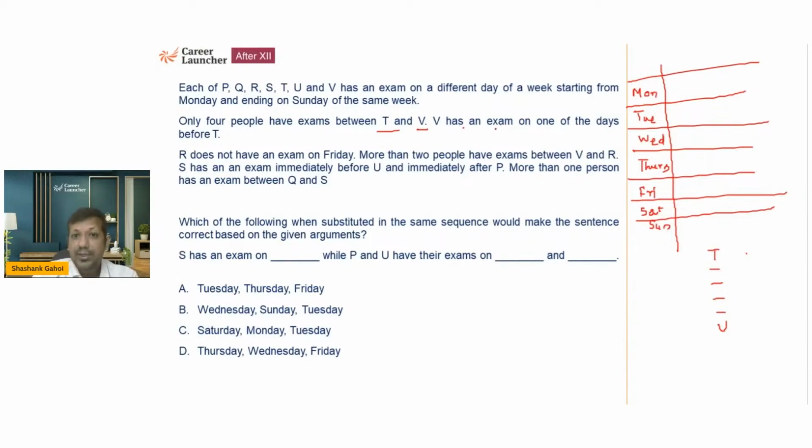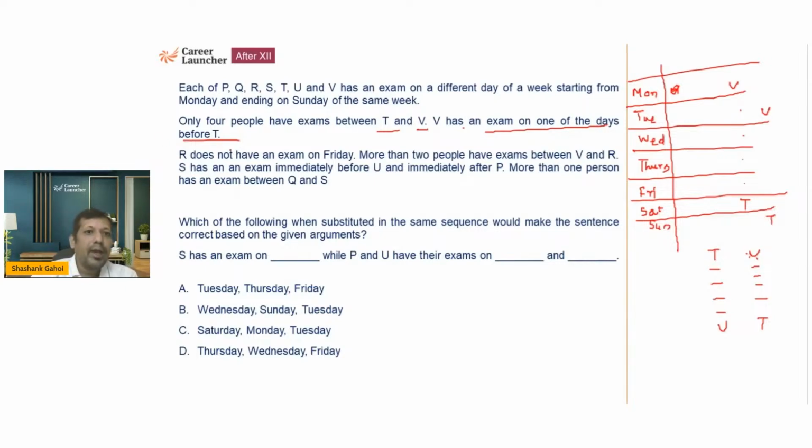V has the exam on one of the days before T. So basically, V is definitely going to be ahead of T. So 1, 2, 3, 4. Now, if I'm going to place it, for V there are going to be 2 possibilities. V is here, 1, 2, 3, 4, then T. Or V is here and T is here. So there are only 2 possibilities we are talking about. So V can be having its exam on either Monday or Tuesday.